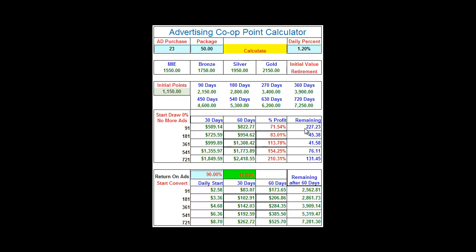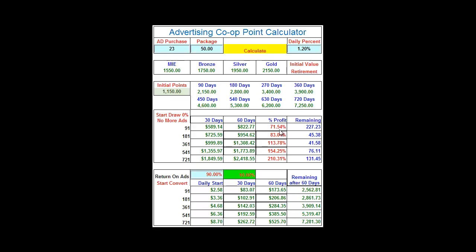Because you purchased $1,150 initially and only take out $822.77, your profit was 71.54% of the original money. This means you lost about 30% on advertising. Remember, these numbers are for example, and the actual returns could be substantially different based on the daily percentage from the customer purchases and if you miss any rebuys.